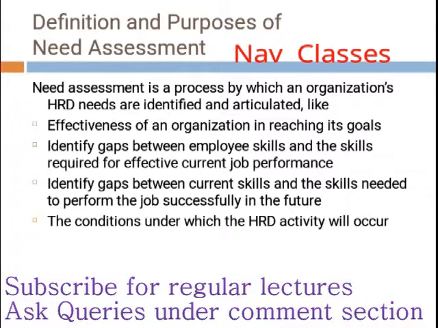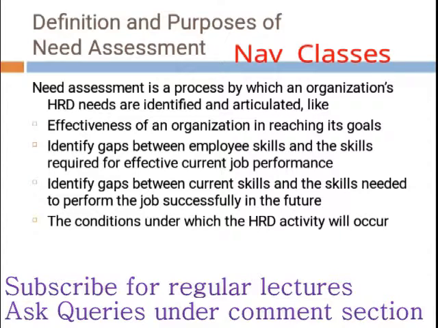What is need assessment? Definition of need assessment and purpose of need assessment. Need assessment or need analysis is a process by which an organization's human resource development needs are identified and articulated. We identify what are the needs and we do our task and training programs according to that to meet them. It is the starting point of human resource development and training process.